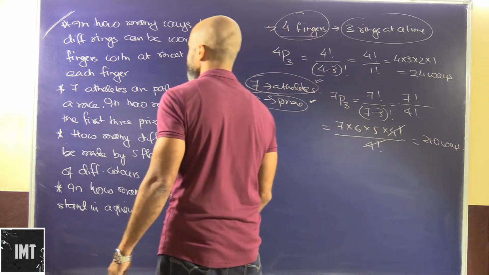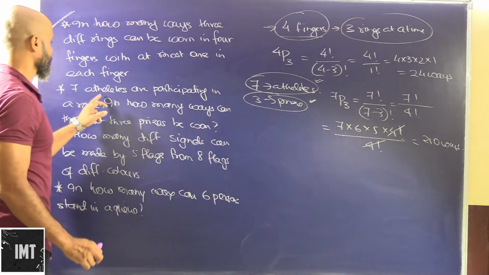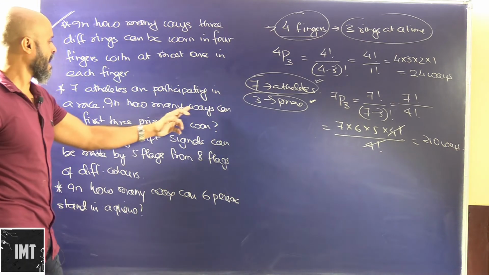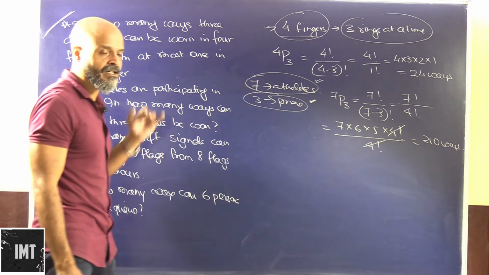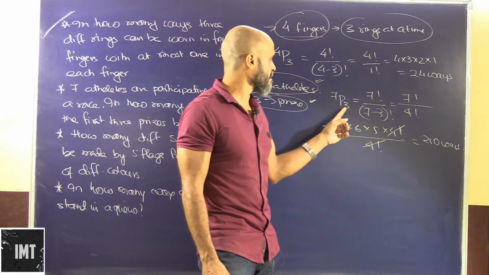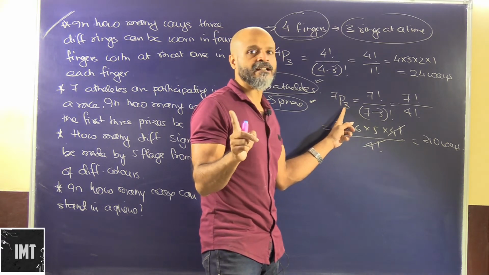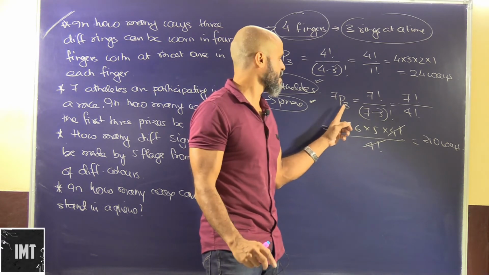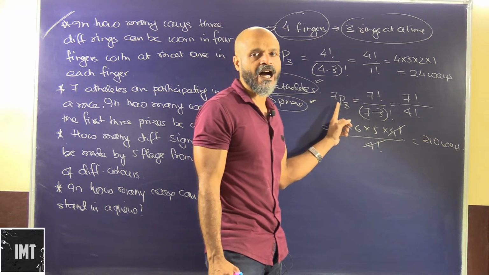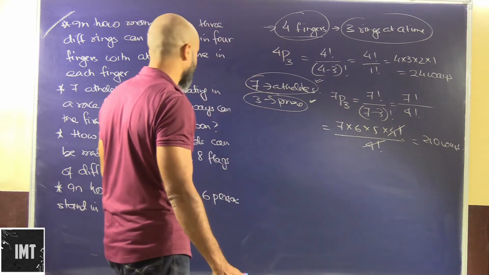We have to understand that 7 athletes are participating in a race. In how many ways can the first 3 prizes be won? Basically, 7 different athletes have to be taken 3 at a time for the 3 prizes. So 7 different arrangements taken r at a time, as the first 3 prizes have to be given.